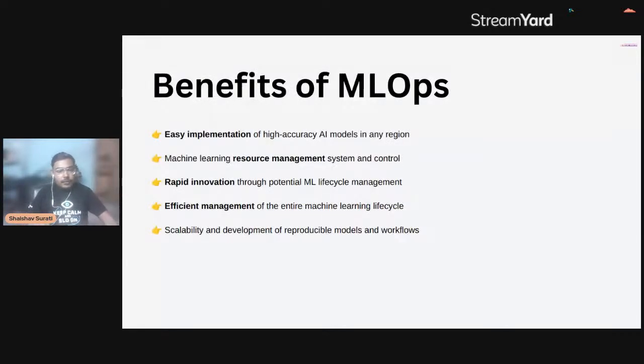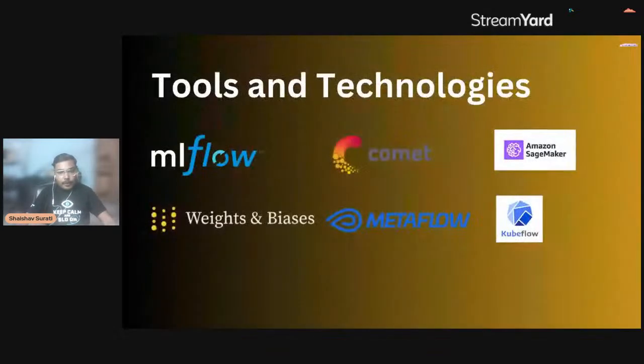Here are some benefits of MLOps. Easy to implement, high accuracy models, AI to deploy anytime, anywhere. We can run using cloud, machine learning resource management system and control, rapid innovation through robust ML lifecycle management, efficient management of the entire machine learning lifecycle, scalability and deployment of reproducible models and workflows.